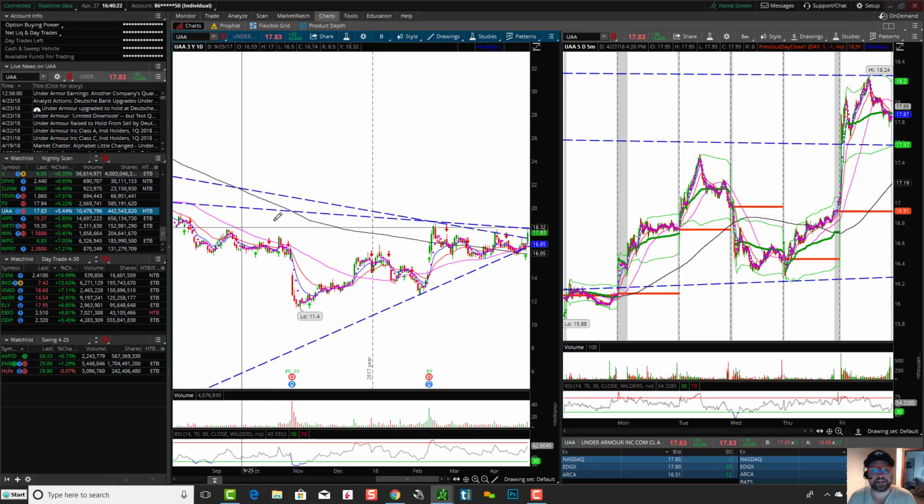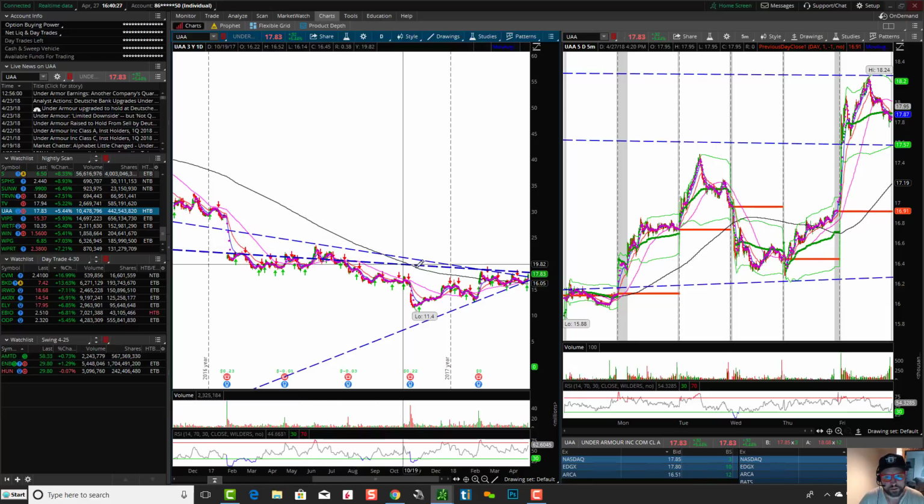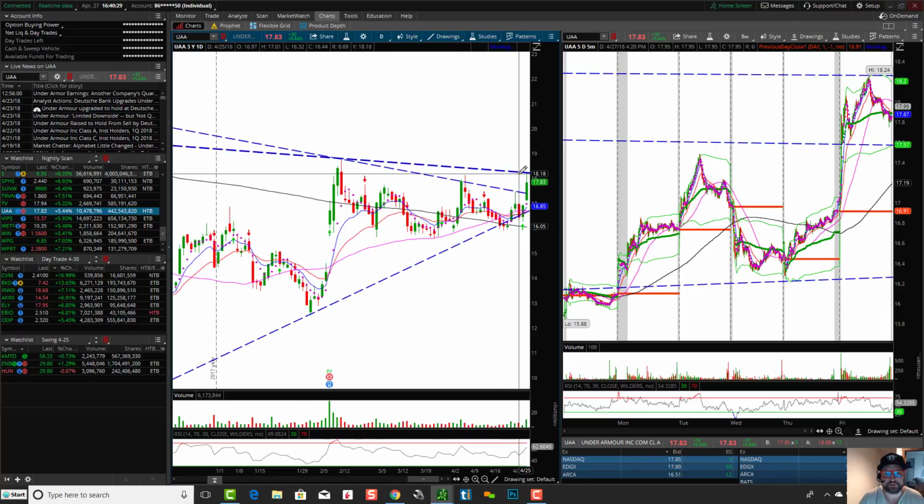It's one to keep an eye on. Definitely one to keep an eye on. It's just these triangles get a little tricky. So you can see this overhead resistance right here, 1820 area, 1876.